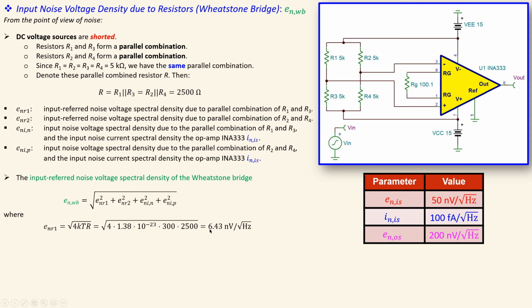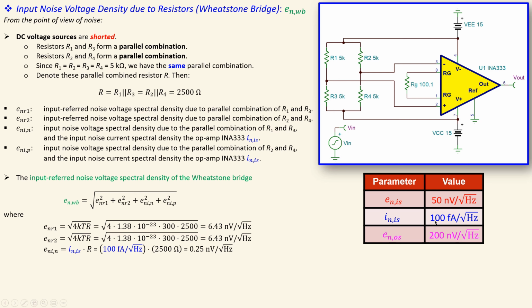Now, if you do the math, you will get 6.43 nanovolts per root hertz. The similar form for the next one, which is of course exactly the same, so we get exactly the same value. The next one is this, because this is the input noise voltage spectral density due to this parallel combination, and also the input noise current source by this instrumentation amplifier.